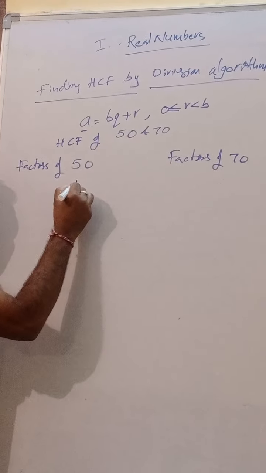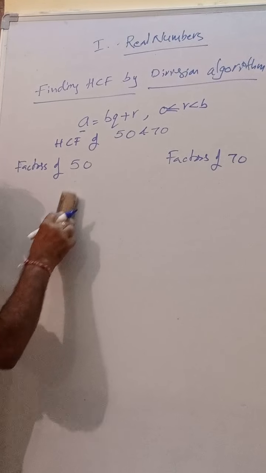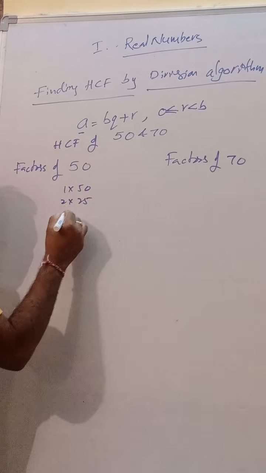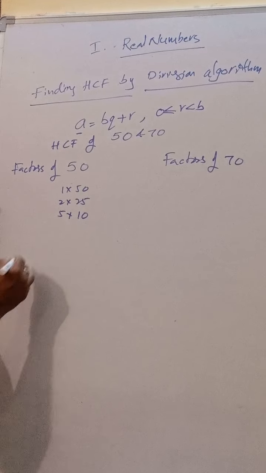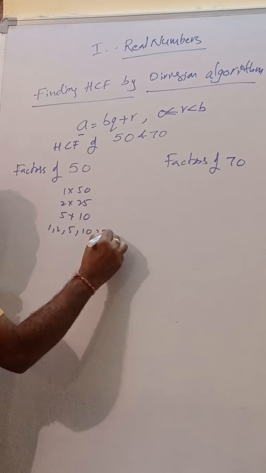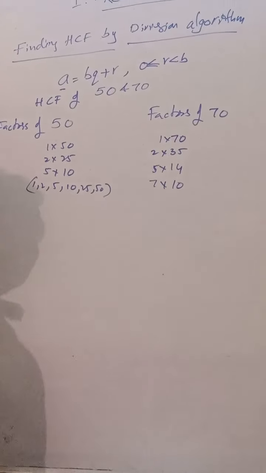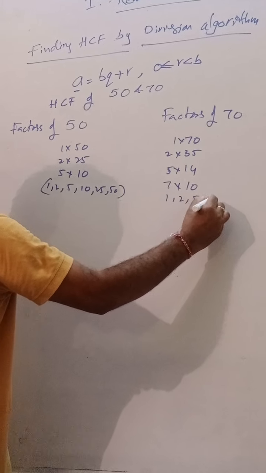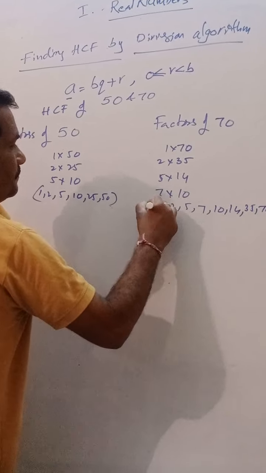Factors of 50 means 1, 2. We know that, so directly we should write: 1 fifty is 50, 2 twenty-fives are 50, 5 tens are 50. Like that: 1, 2, 5, 10, 25 and 50. Now the factors of 70: 1, 2, 5, 7, 10, 14, 35, 70.